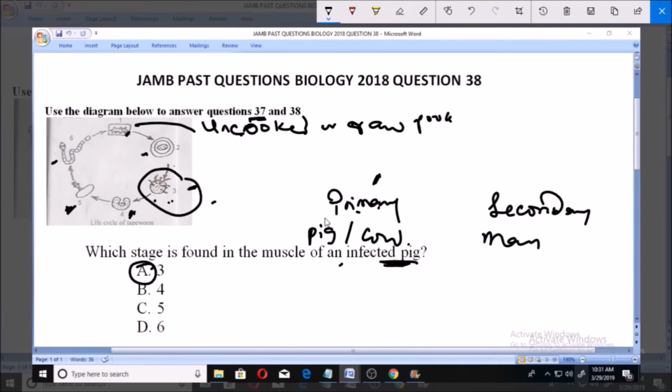The digestive juice of the secondary host removes the protective layer round these very eggs, so that you will now have the embryos that are born through the intestinal wall of the secondary host that carries them. So that is actually what goes on in this life cycle of tapeworm. So option number 3 is the right answer to this. Thank you.